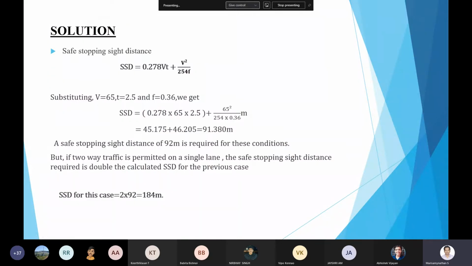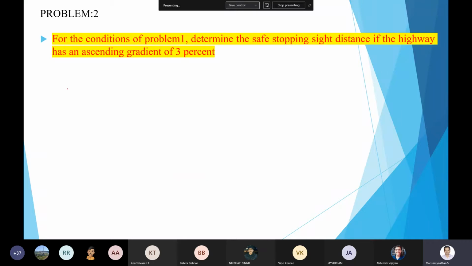The solution is given over here. The next, for the same first problem, they are asking for SST if there is an ascending gradient of 3%. Ascending means increasing, plus 3%. When you consider that gradient, what will be the SST value? Simple, the same equation, F plus 0.01 into 3 if you are applying, so you might get some value. Accordingly the equation is modified.